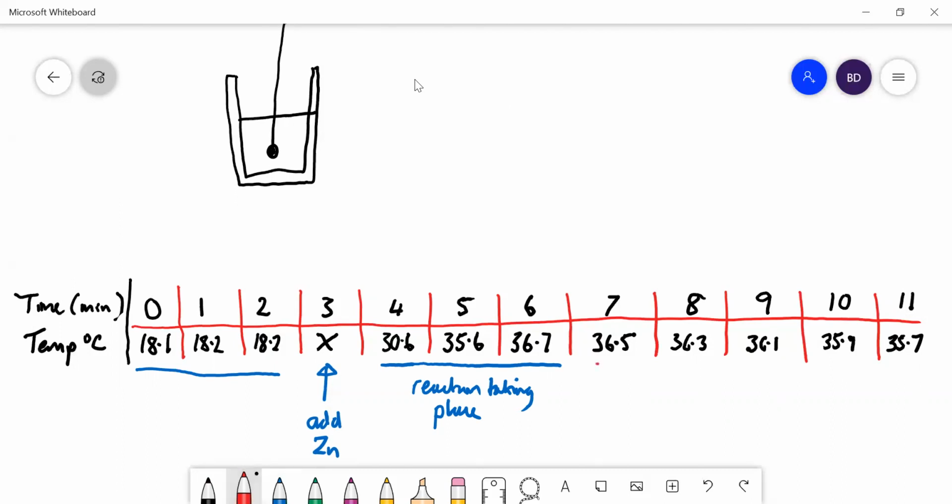After that, the temperature drops steadily. Okay, why is the temperature dropping steadily? It's because it's losing heat to the environment because it's a bit warmer than the room.